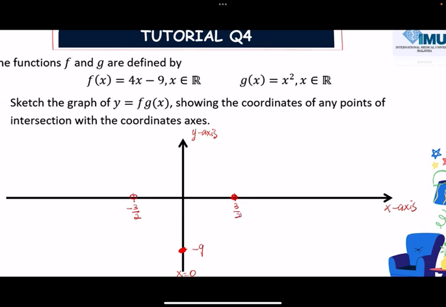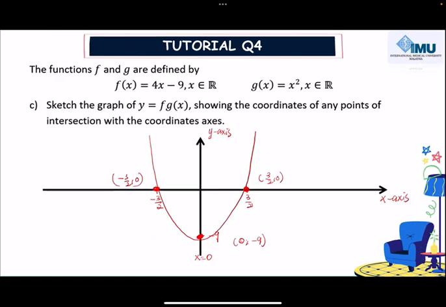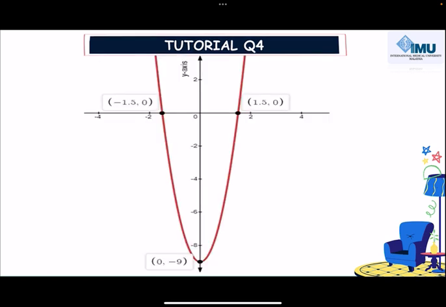What to do next is simply connect all the points to obtain a very smooth U-shaped curve. Now don't forget to clearly show all the coordinates of the points of intersection: (3 over 2, 0), (negative 3 over 2, 0), and (0, negative 9). This is the complete sketch of f(g(x)). If you use the help of Desmos, you will obtain the same curve as shown.